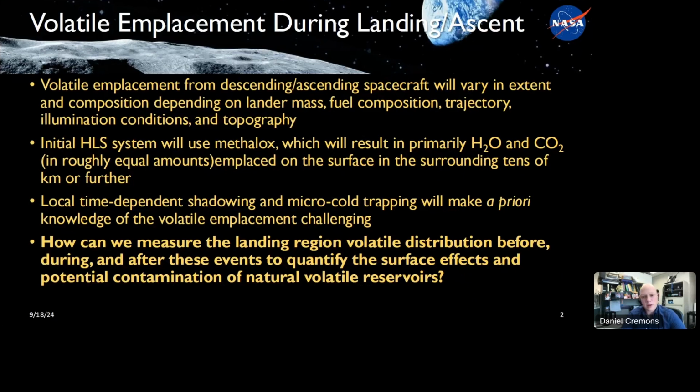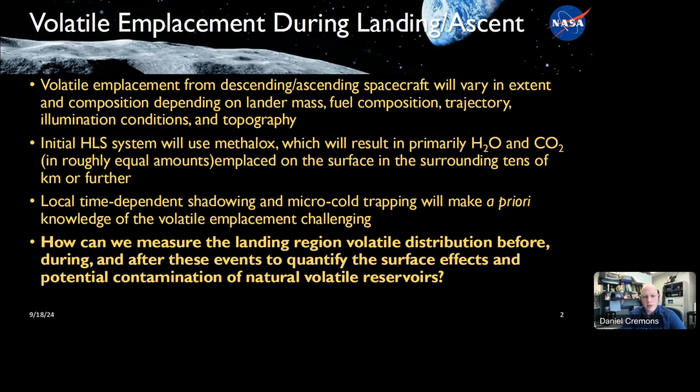So this has been talked about a lot already, so I'll skip through most of the background. The important part here is that landers of any size, particularly the large HLS class landers, will put out an enormous amount of particularly water and CO2 onto the surface surrounding the nominal landing site, up to tens of kilometers away, depending on both the lander and also its trajectory. And those volatiles are going to fall on a number of different surfaces, thermally and illumination-wise.